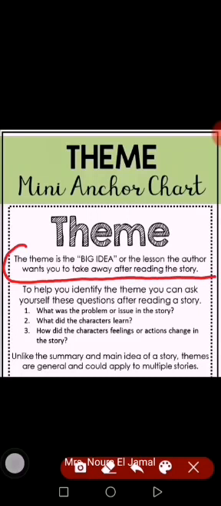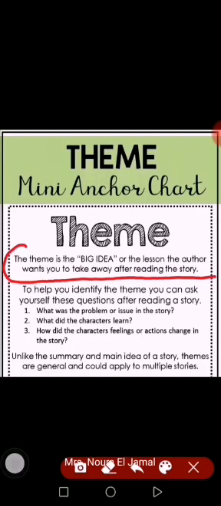To help you identify the theme, you can ask yourself these questions. So when you read the story, you can ask yourself some questions. What was the problem in this story? What did the characters learn from the story? How did the characters' feelings change in the story? How did their actions change in the story?